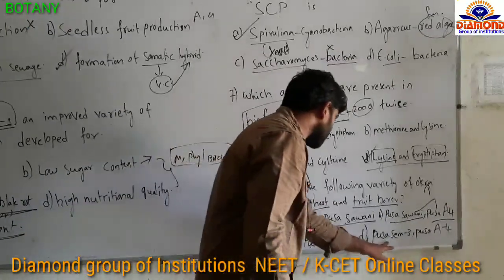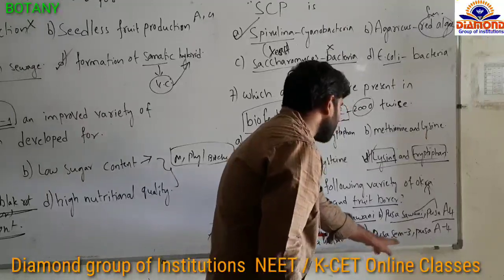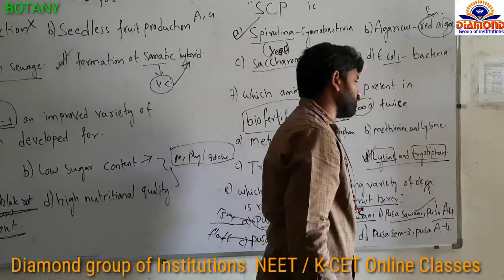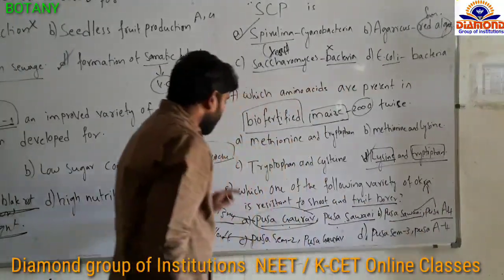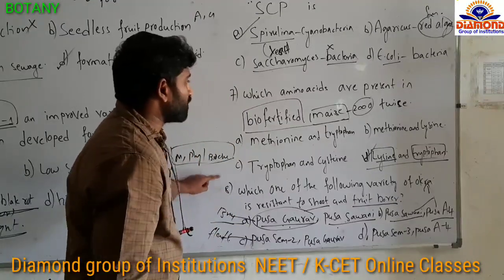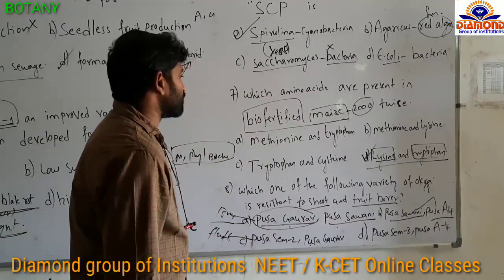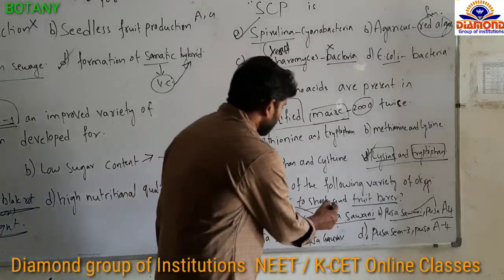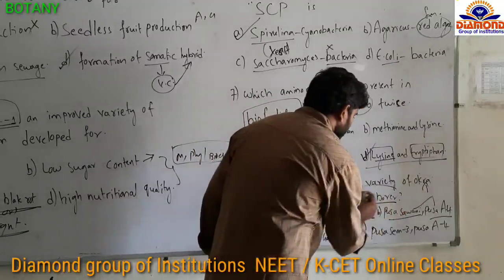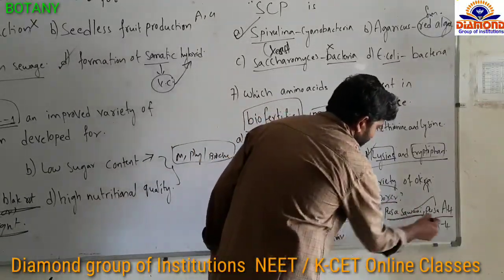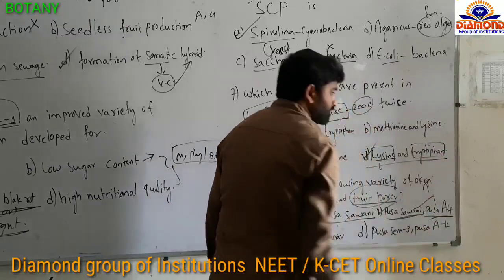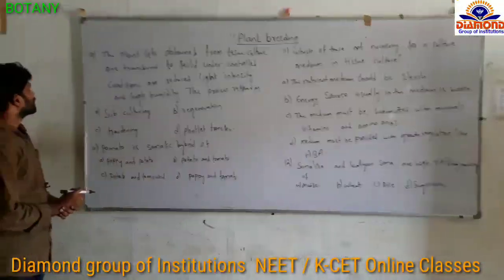Pusa Sentu also belongs to the flat bean. Pusa A4 only is a variety of okra. So now the answer: which one of the following varieties of okra is resistant to shoot and fruit borer? For the shoot and fruit borer resistant variety of okra, it is Pusa Savani and Pusa A4. It's the answer B. Question is 9.